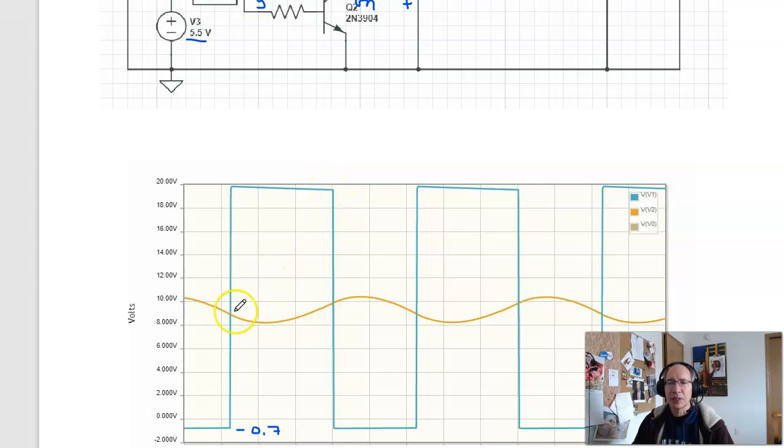That's V1. And here's V2. And notice it has a DC term and an AC term. The AC term is this guy right here. That's the voltage peak to peak, or AC voltage. The average is the DC voltage. That's supposed to be going down the middle. DC voltage.